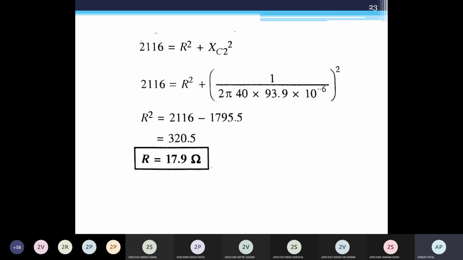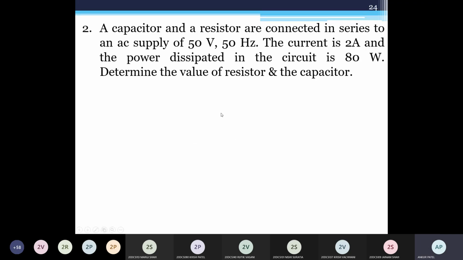Any query for this example? No, sir. Okay, so we'll move to one more example. A capacitor and resistor are connected in series to an AC supply of 50 volt, 50 hertz. The current is 2 ampere and the power dissipated in the circuit is 80 watt. Determine the value of resistor and capacitor. Just do it.